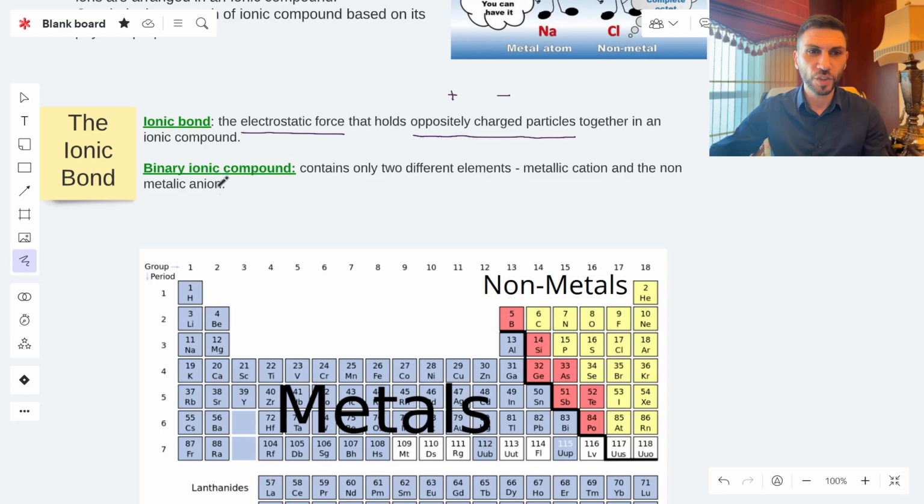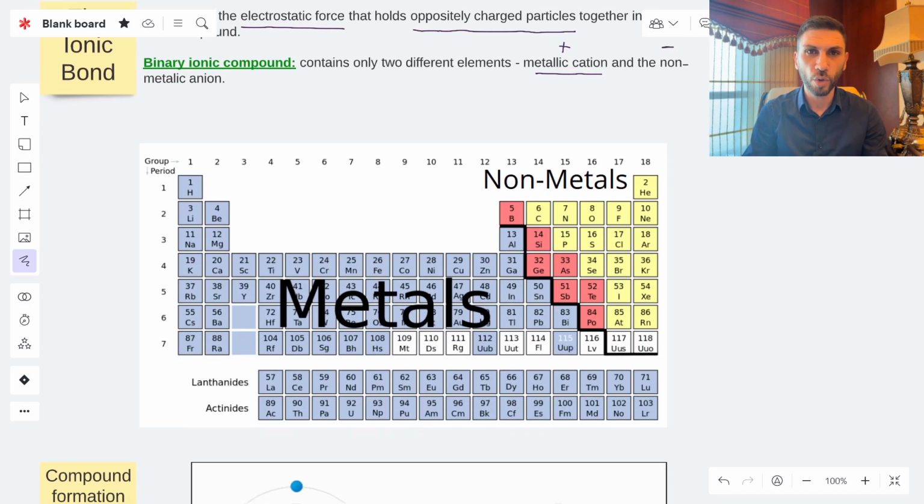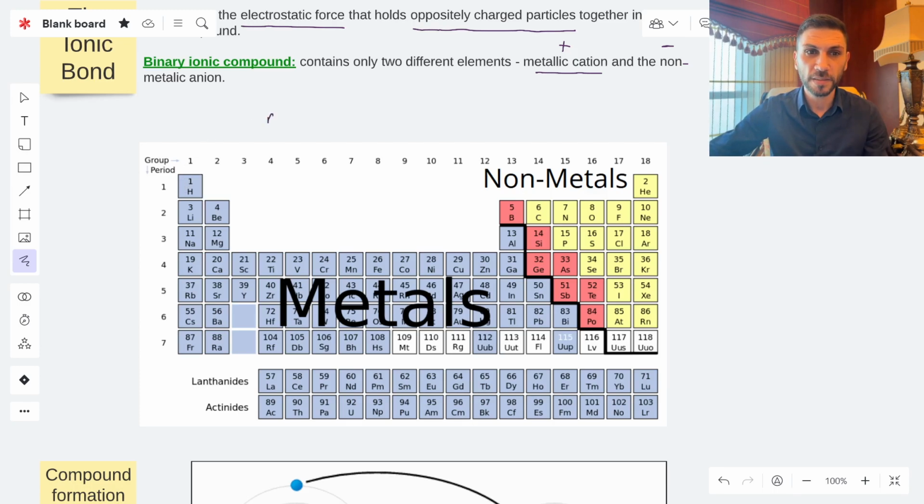We also have another definition about the binary ionic compound, which contains only two elements, and they should be different. One of them should be a metallic cation, that is the positive ion, and the other one is a non-metallic ion, which is the anion, that is the negatively charged particle. So basically, the ionic bond always consists of a metal plus a non-metal.